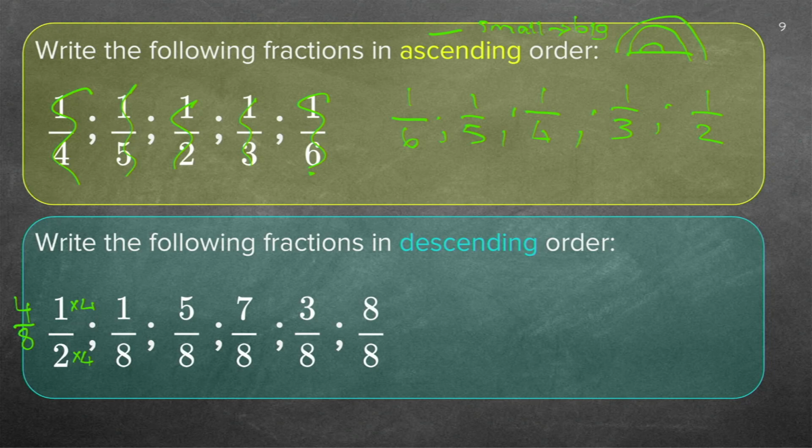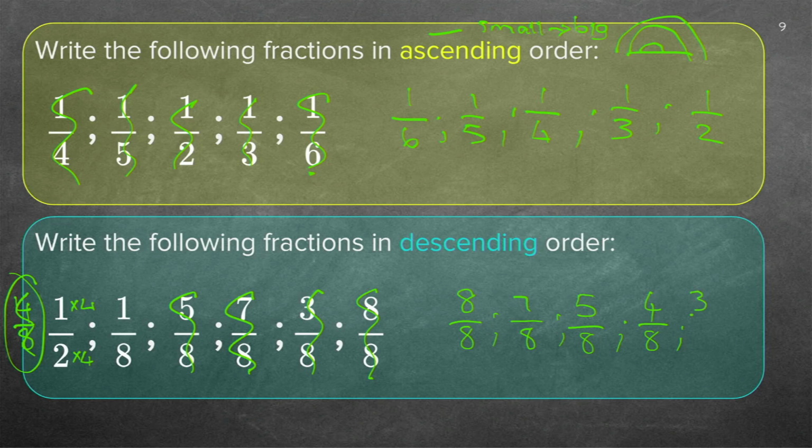And now I'm going to look at the numerators. The numerator is going to tell me of which denominator I have the most. So 8 eighths, I know, will be my largest. Now 7 eighths, because it's got one part less. Then 5 eighths, be careful not to forget that one on this side. And then I've got 4 eighths, and then 3 eighths, and the last one will be 1 eighth.